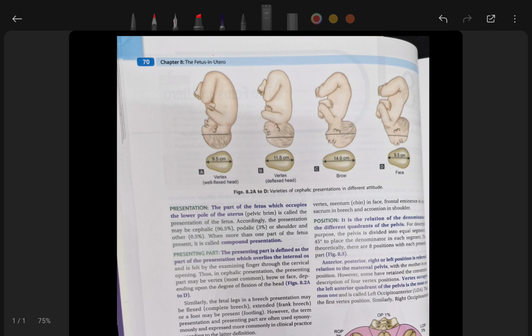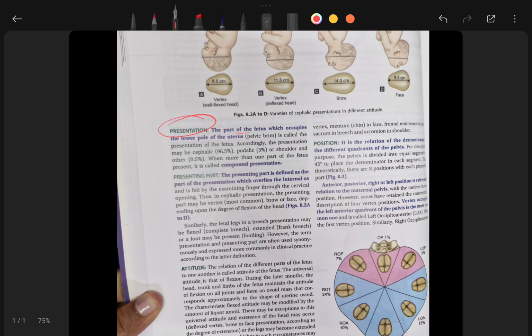In this video, I'll be explaining page 70. Now coming to the presentation. Presentation: the part of the fetus which occupies the lower pole of the uterus. This is the uterus. The lower pole of the uterus is occupied by which part? In the pelvic brim. That is known as the presentation of the fetus. Accordingly, the presentation may be cephalic presentation, where the head is occupying the lower part of the uterus, or it may be podalic, or it may be shoulder, or other parts, only 0.5%.